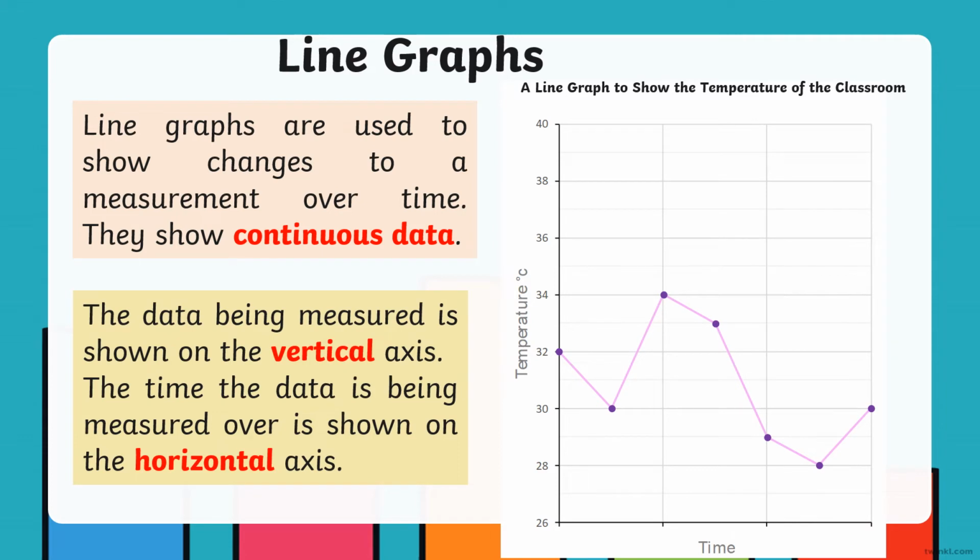The data being measured is shown on the vertical axis, and the time the data is being measured over is shown on the horizontal axis. In our example, this is a line graph to show the temperature of the classroom. Along the horizontal axis is the time, and along the vertical axis is the temperature. We all know that time and temperature are continuous data because they can be measured.